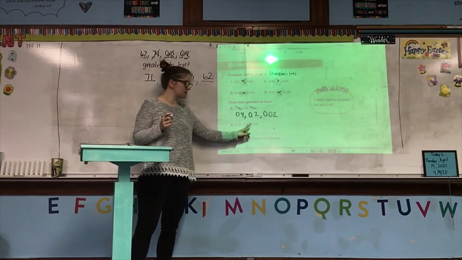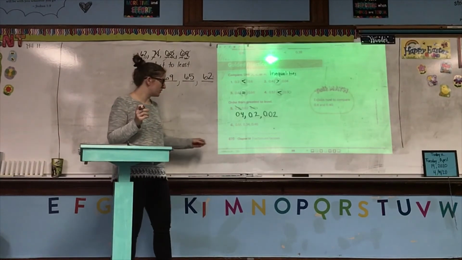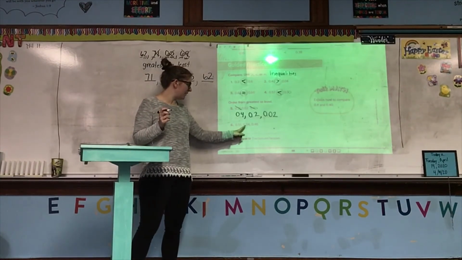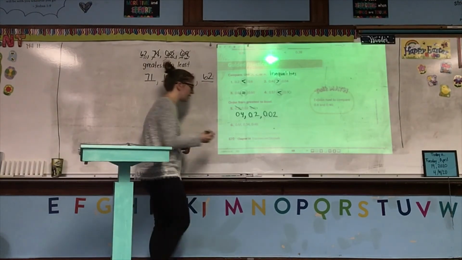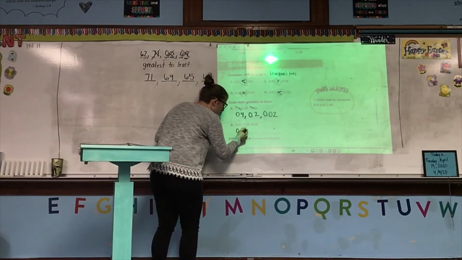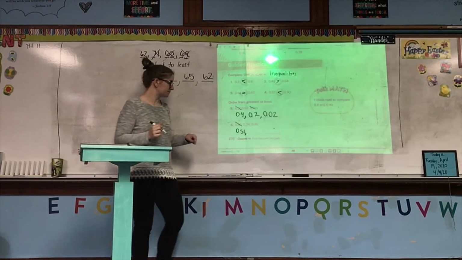Well, the ones place, we have zeros. So we need to move to the tenths place. We have a 5, a 3, and a 4. We know that 5 is greater than 3 or 4, which means that 51/100 has to come first.